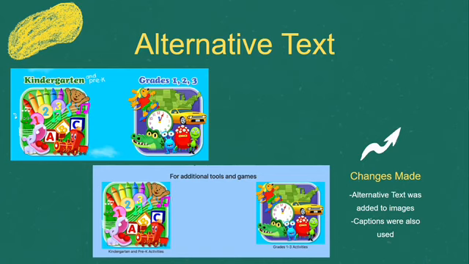And now I'll be going over some changes as well. On the top here is the old version of the images/links. There was no alternative text to this image. Here is where we came in and added alternative text to the images/links as well as captions.